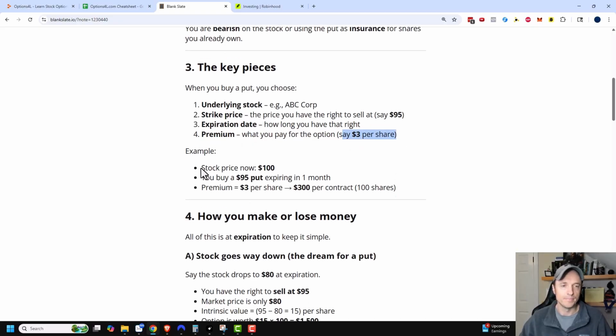So for example, the stock price is now $100. You buy a $95 put expiring in 1 month, which means you have the right to sell that stock at $95 per share. But in order to buy that right, you had to pay that premium of $3 per share. And since there's 100 shares represented per contract, that would be 3 times 100, which is $300 per contract. So you pay a $300 premium to buy that one put contract in this particular example.